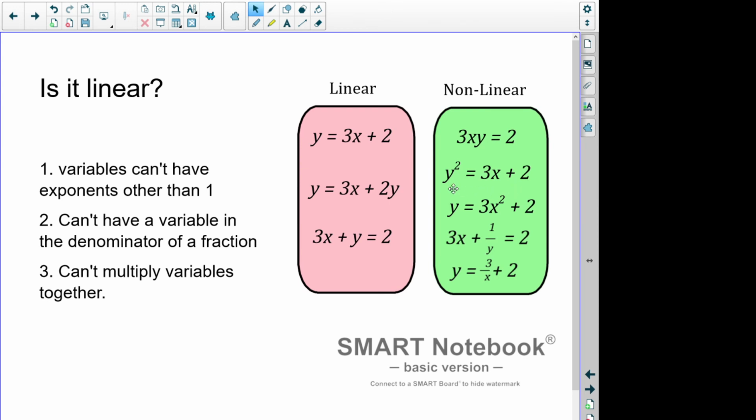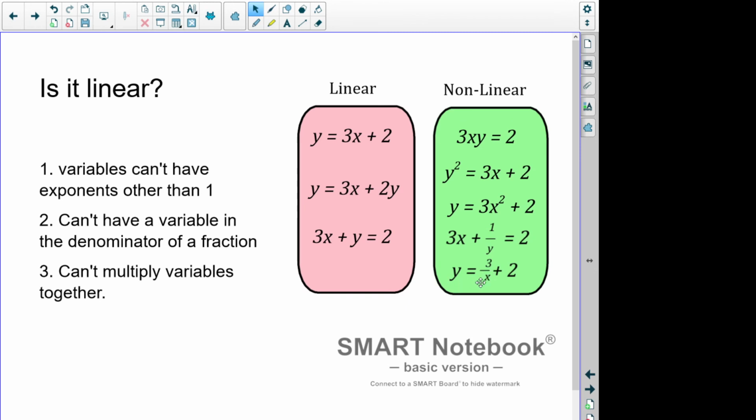If I look at this one here, I have a y squared. I have an exponent other than 1. That's not linear. Here I have an x variable that's not 1. This is x squared. That's not linear. Here I'm dividing by y. I have a y in the denominator of this fraction. That's not going to be linear.